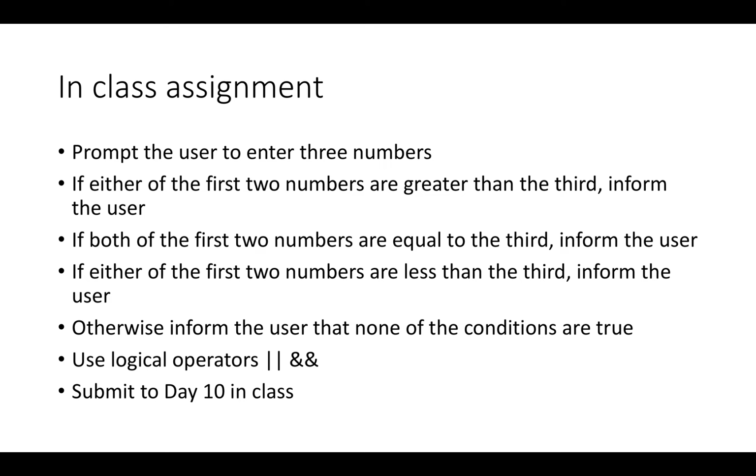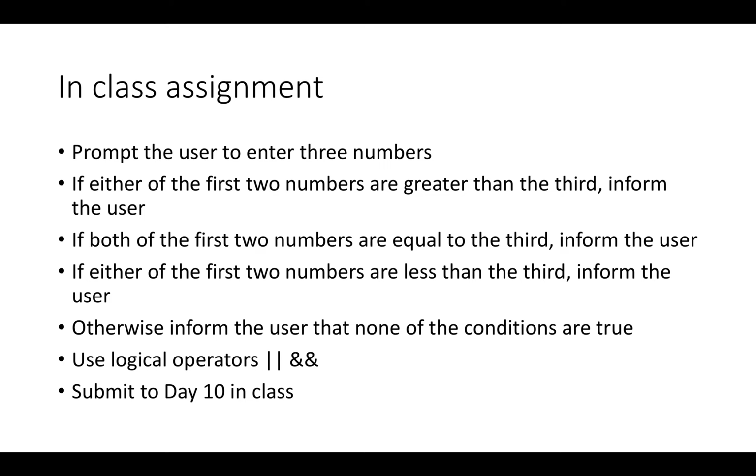So we could say int A, B, C. And if A and B, if either of them are greater than C, then we say either of our numbers are greater than the third. And it's tricky, and I'll admit that it's going to be tricky, but when I say either, think of or, and when I say both, think of and.